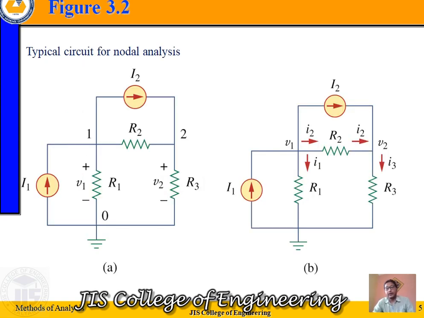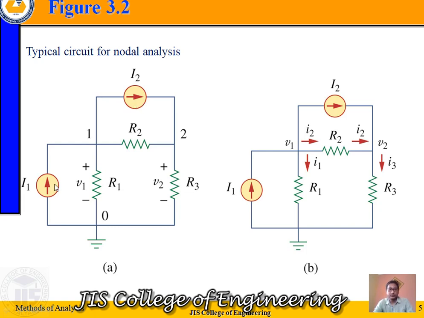Okay, now here is an example. We have taken an example of a circuit consisting of 3 resistances and 2 different current sources, and we know that we can identify a current source by the arrow symbol.